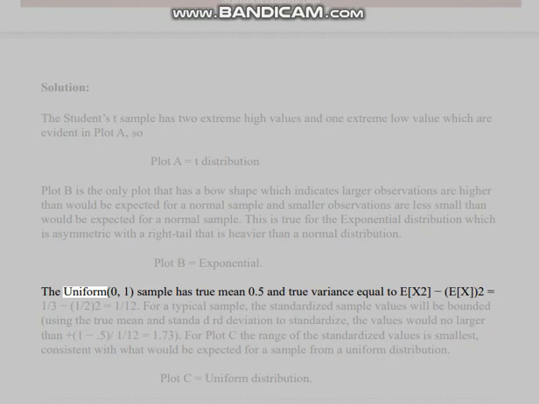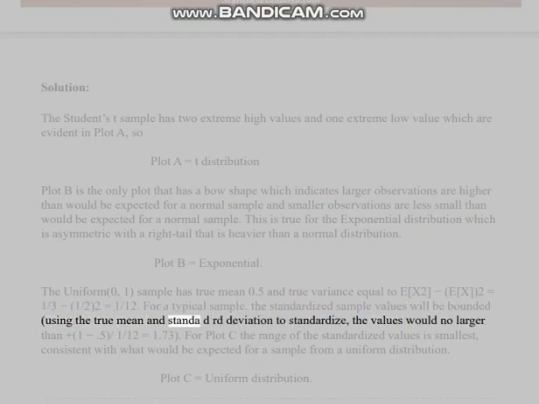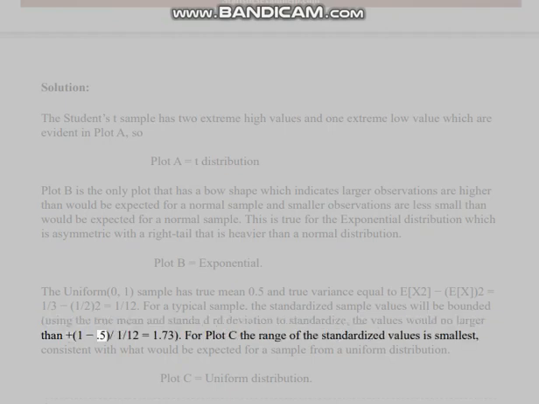The uniform 0, 1 sample has true mean 0.5 and true variance equal to E[X^2] minus (E[X])^2 equals 1/3 minus (1/2)^2 equals 1/12. For a typical sample, the standardized sample values will be bounded, using the true mean and standard deviation to standardize. The values would be no larger than (1 minus 0.5)/sqrt(1/12), which is equal to 1.73.